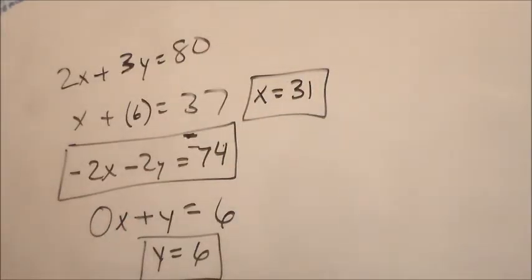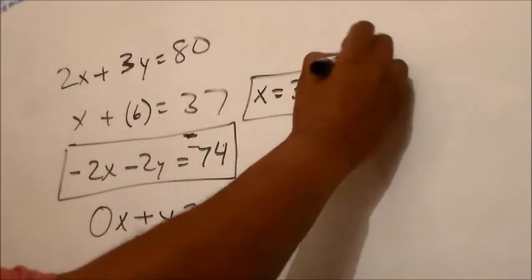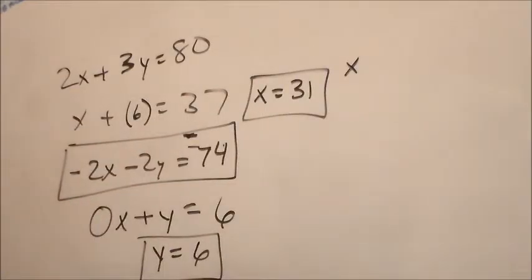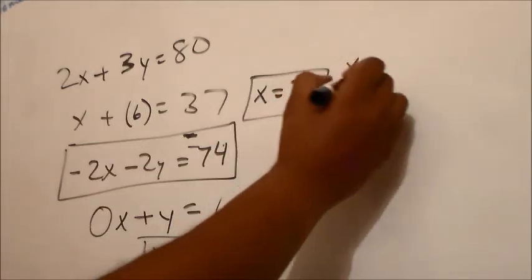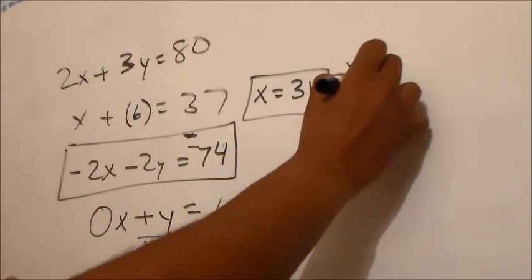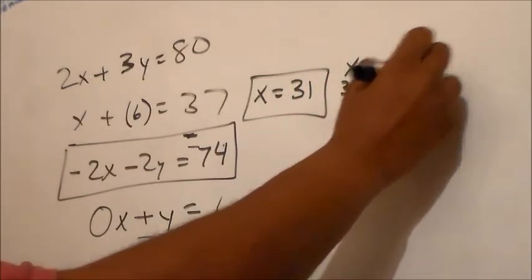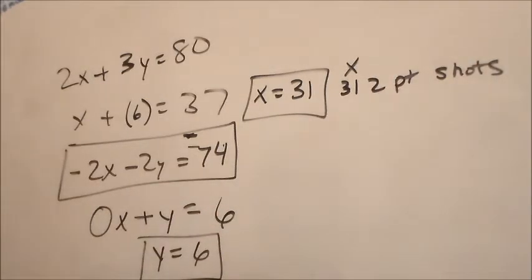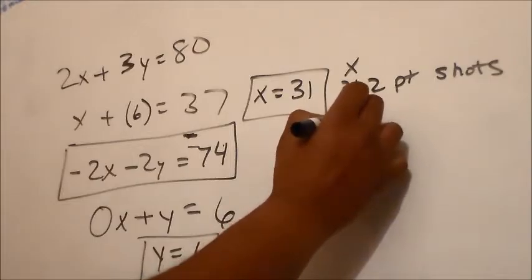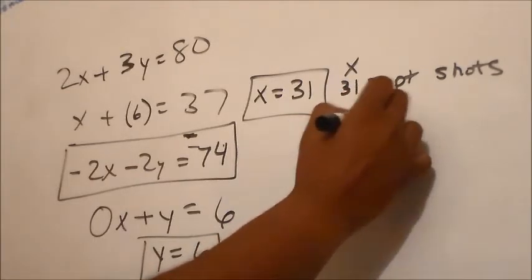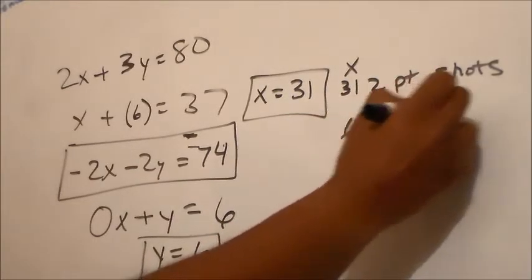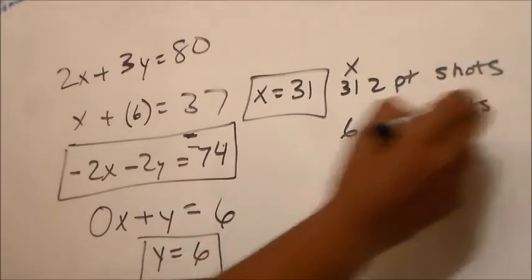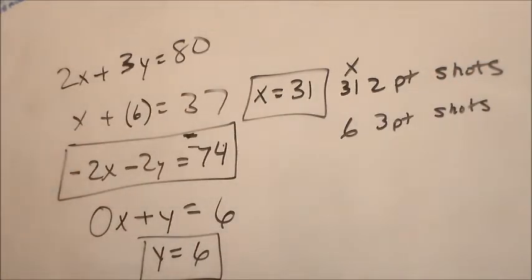All right. So again, x is going to be the number of 2-point shots. So there's 31 2-point shots. Okay. And there were 6 3-point shots. So we have our x and our y.